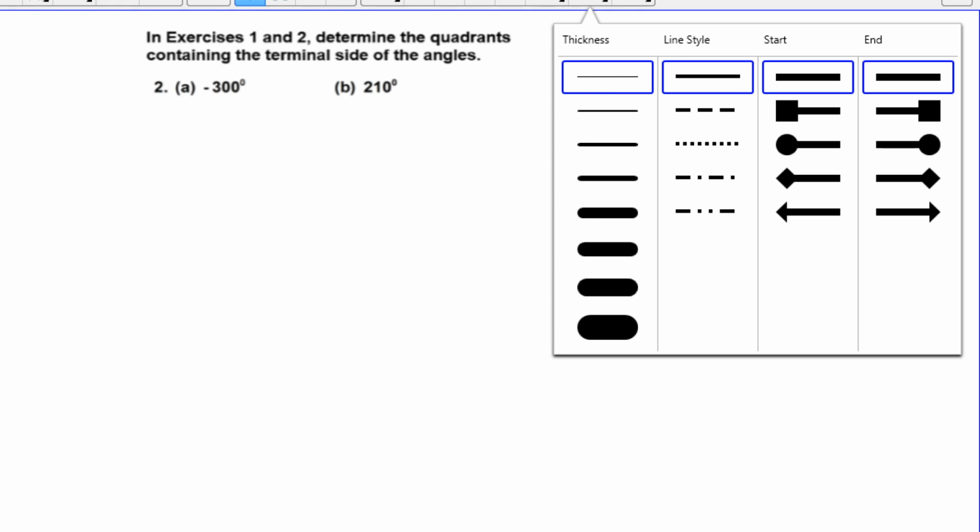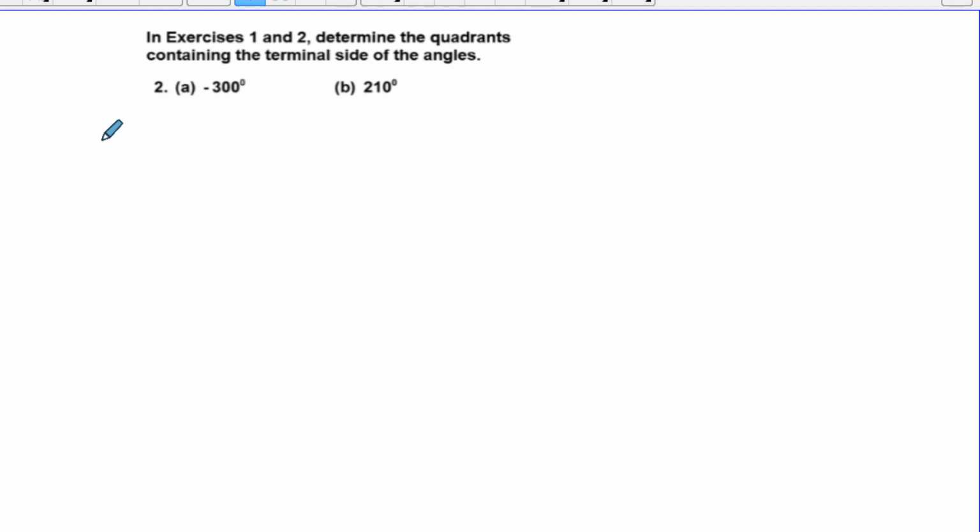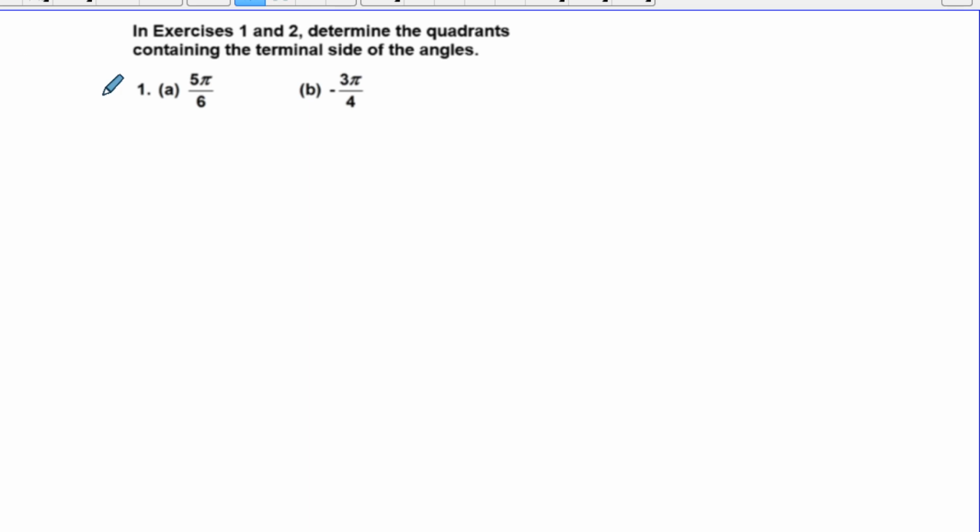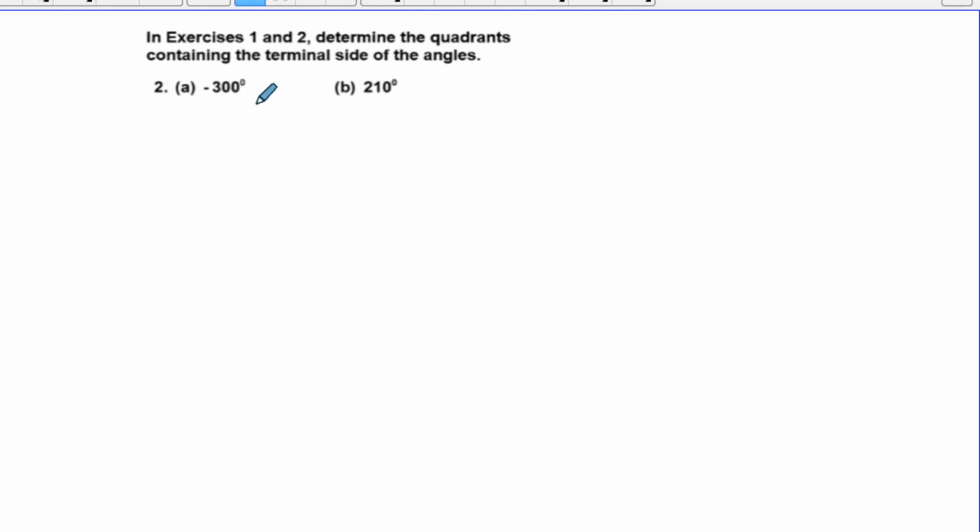Also, I'm going to get right to it. This one shouldn't be too long today. What we have here is in exercise 1 and 2, determine the quadrants containing the terminal side of the angles. In problem 1, we have radian measure, and in problem 2, these ones are in degree measure.